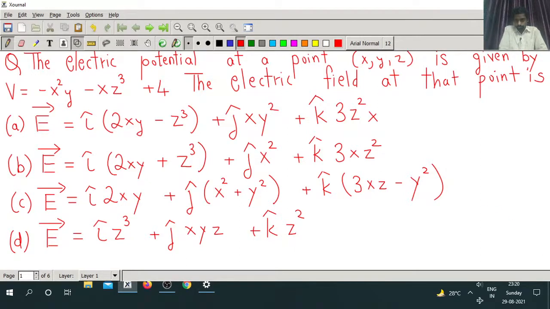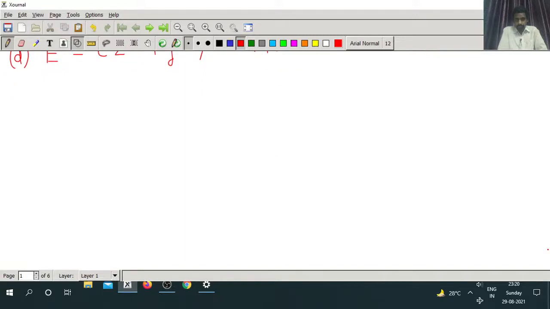Now see students, what is the relation between electric field and potential? The relation between electric field and potential is that electric field is equal to minus gradient of potential. So in 3 dimensions, electric field is equal to minus gradient of potential.